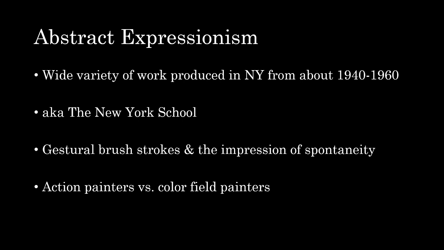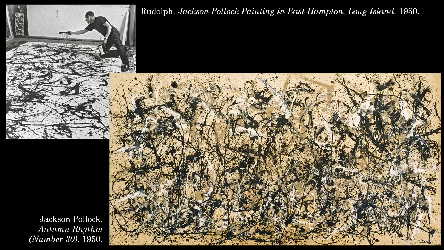Now, this style yielded a wide variety of work that pioneered many innovations in materials used, methods of application, compositional structure, and the size of the work itself. The abstract expressionists are generally grouped into two camps, and that is the group of action painters and a group of color field painters. And we'll talk about artists from each group. So first, let's talk about Jackson Pollock.